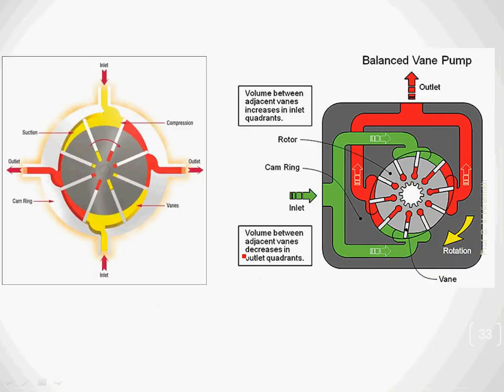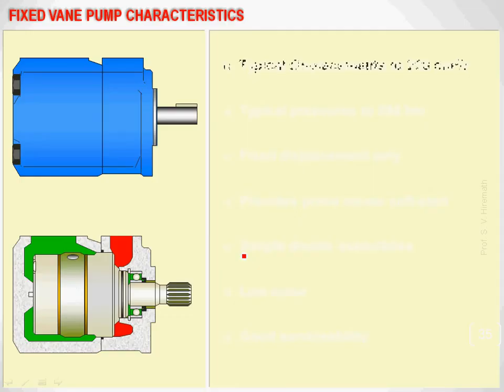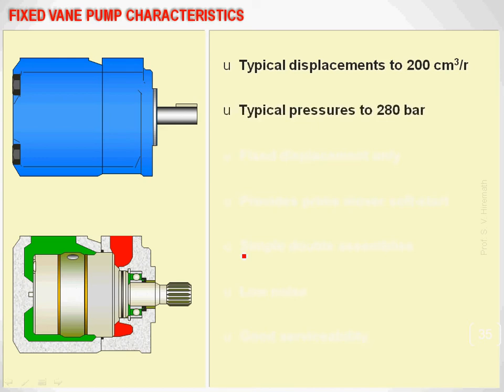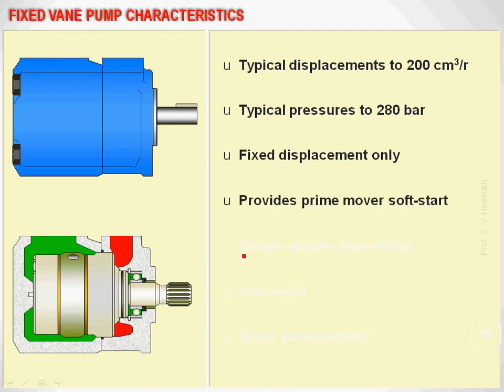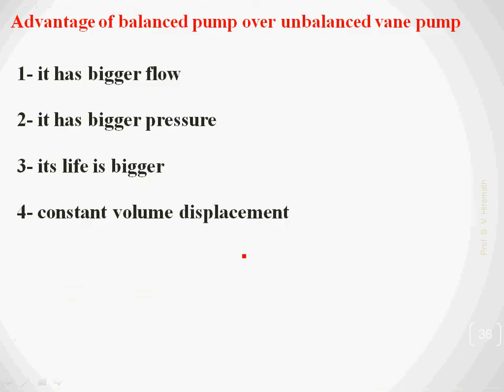So this is again the balanced type of vane pump. This is the 2D sketch of the balanced type of vane pump, and some of the important characteristics are: displacement of around 200 cm³ per revolution, 280 bar pressure, fixed displacement, a prime mover softer start, simple double assemblies, lower noise, and good serviceability, right? Those are some of the characteristics.